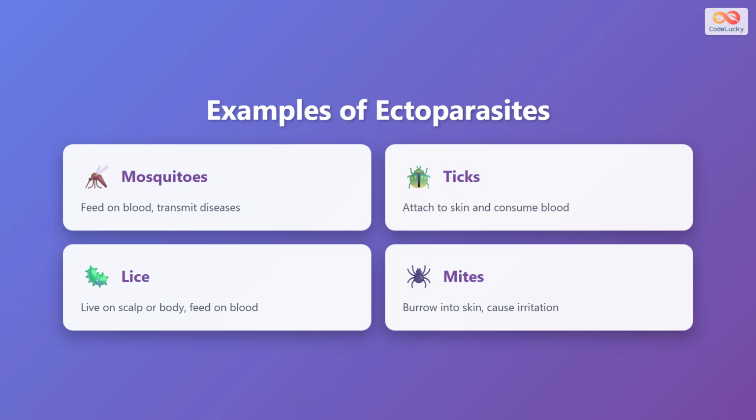Now let's explore some examples of ectoparasites. Mosquitoes are temporary ectoparasites that feed on blood and can transmit serious diseases like malaria and dengue fever. Ticks attach firmly to the skin of their hosts and consume blood over several days. Lice are tiny insects that live on the scalp or body of their host, feeding on blood and causing itching and discomfort. Mites are microscopic parasites that burrow into the skin, causing irritation and conditions like scabies.